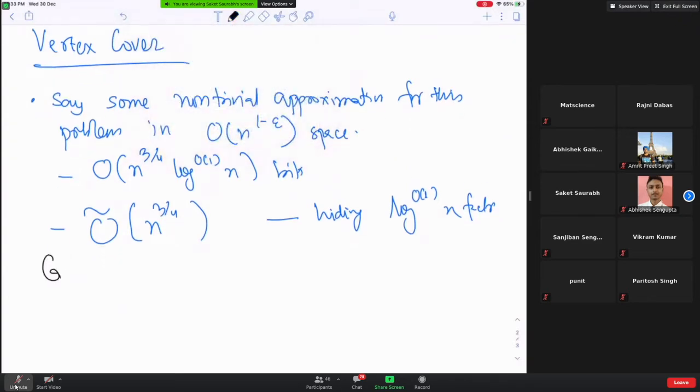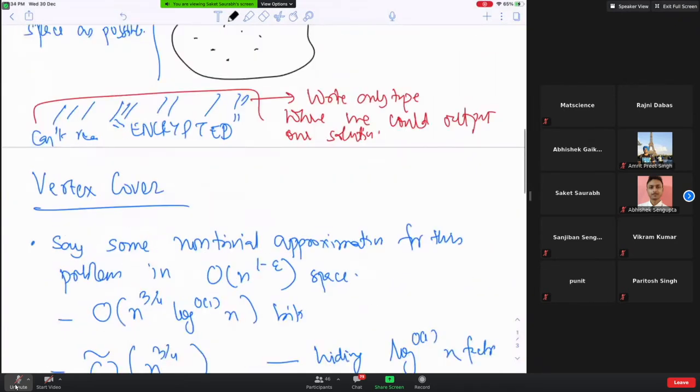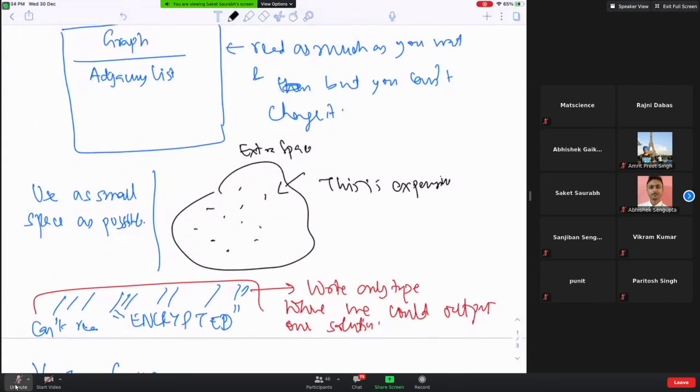And what I mean by non-trivial is, can we come up with an approximation algorithm that is provably better than trivial. So what will be a trivial solution without using any space? Can you give me a vertex cover? Say, pick all vertices. Yeah, excellent.